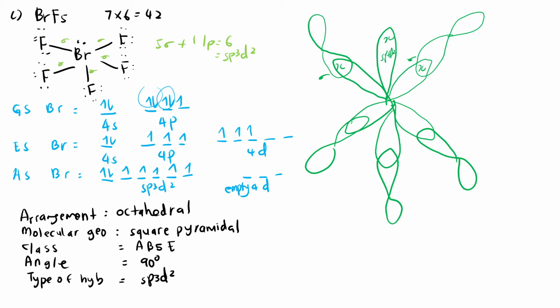Sigma. Okay, label. So this one is bromine, fluorine. Okay, fluorine is p orbital. Fluorine, p orbital. Fluorine, p orbital. Okay, so sp3d2, sp3d2, sp3d2, sp3d2. Okay, so this is the orbital overlapping for BrF5.